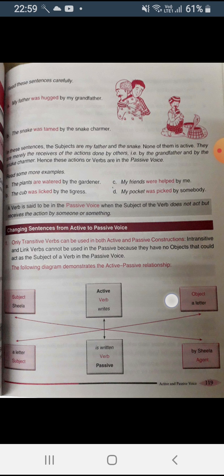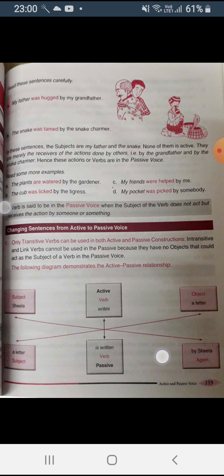Got it? Next, we studied that only transitive verbs can be used in active and passive constructions. Intransitive and linking verbs are not used in active and passive constructions. Okay, next I will tell you about the conversion of active to passive voice. You have observed that the object of the verb in active voice becomes the subject of the verb in the passive voice. A letter is the object in the active voice, it becomes the subject in the passive voice. Clear? Second, the subject in the active voice becomes the object of the verb in the passive voice, followed by the preposition by used before it.